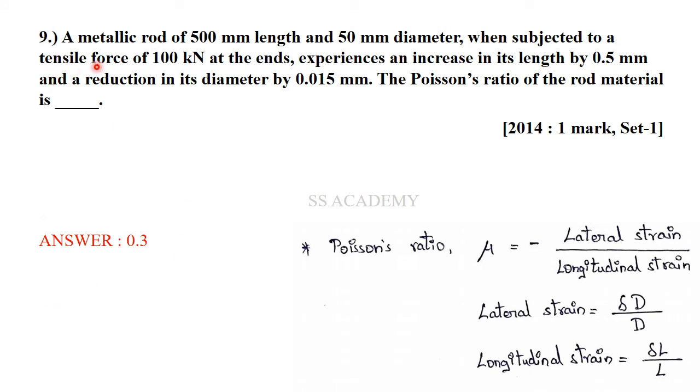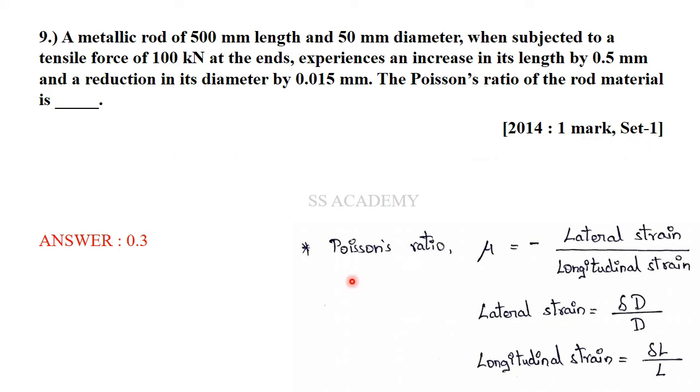A metallic rod of 500 mm length and 50 mm diameter, when subjected to a tensile force of 100 kN at the ends, experiences an increase in its length by 0.5 mm and a reduction in its diameter by 0.015 mm. The Poisson's ratio of the rod material is. It is a 2014 question belonging to set 1.